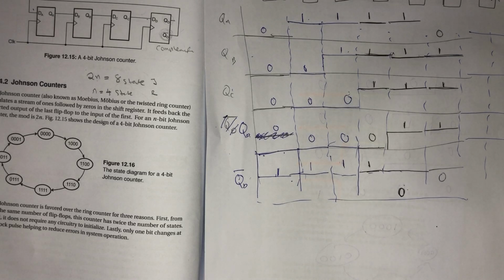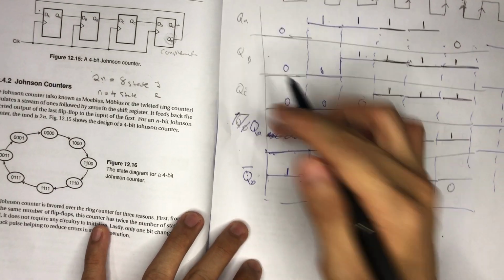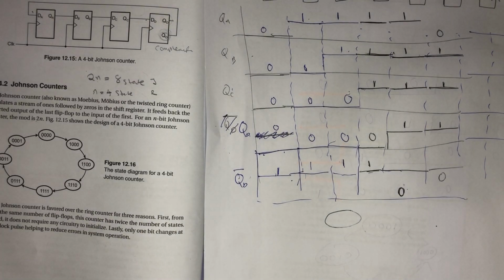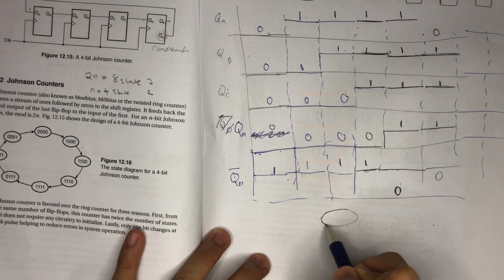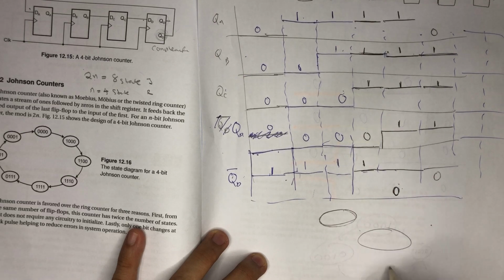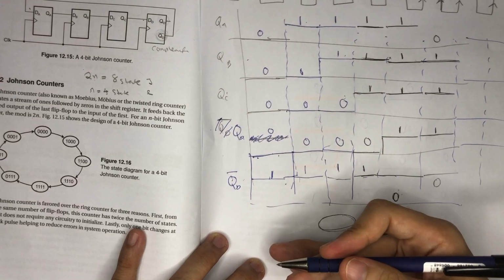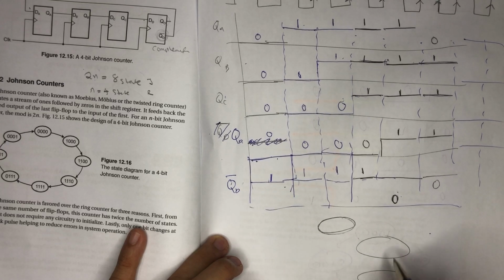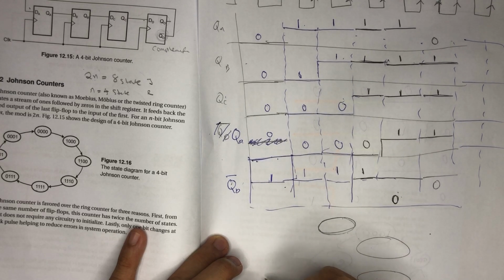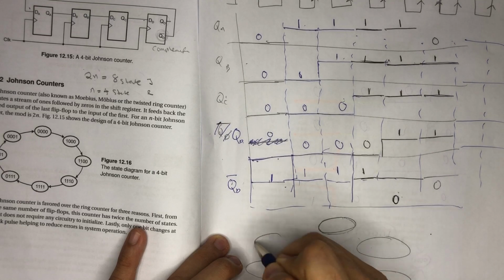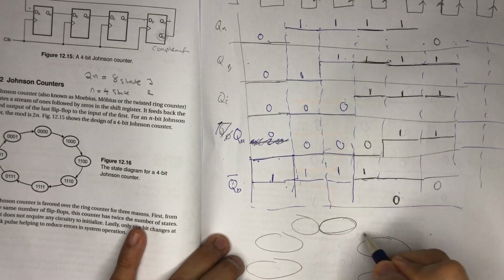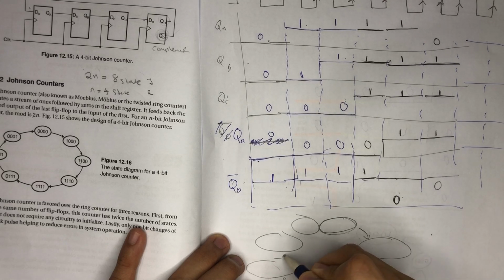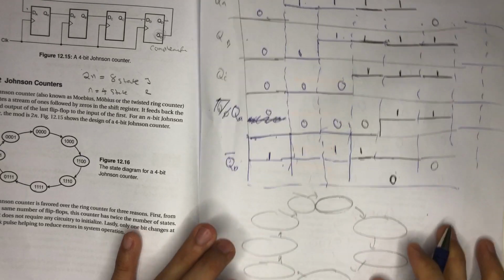Okay, so this goes on and on until you have all 8 possible states. Because we have 8 states, just make it, okay. You can continue this, I believe you understand the concept. 1 2 3 4 5 6 7 8, okay. Sorry for the bad drawing, as long as you understand, that is more important.